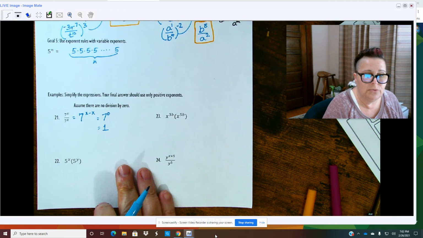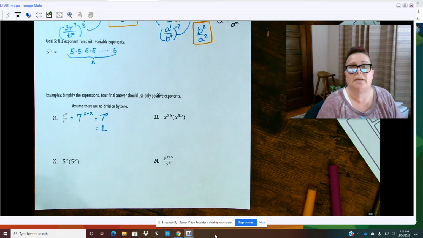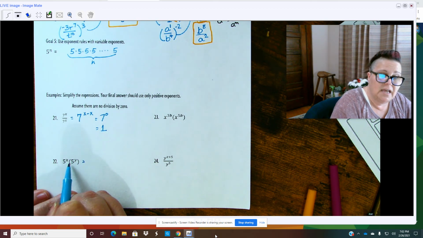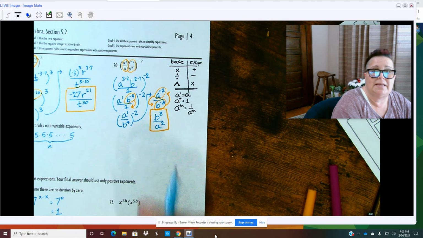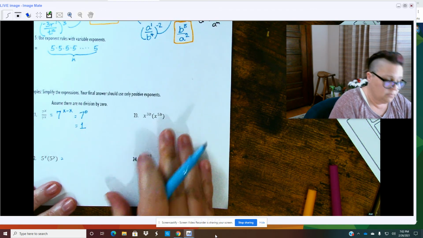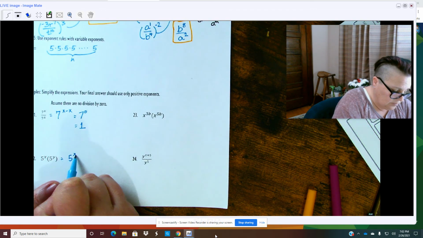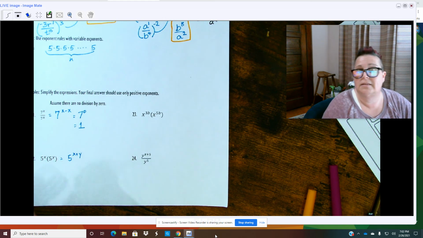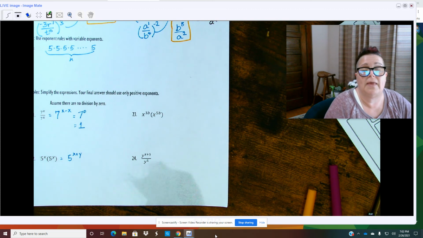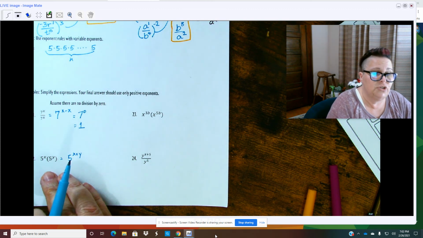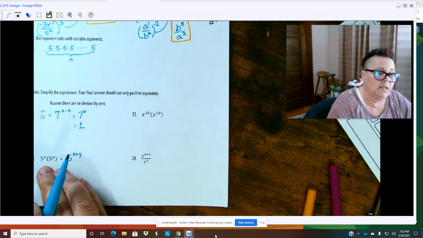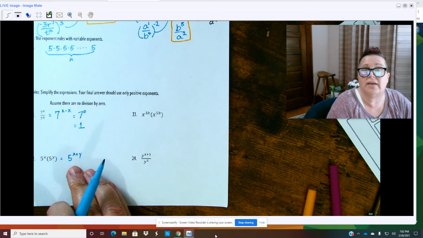For number 22, I have 5 to the x power times 5 to the y power. The bases are the same. This is 5 to the x times 5 to the y. When the same bases are being multiplied, the exponents can be added. So this would be the same as 5 to the x plus y. It doesn't matter that I don't know what x and y are. I'm still using the same rules, and they are applying. So if x was 2 and y was 7, this would be 5 to the 9th. If x was negative 1 and y was 10, this would be 5 to the 9th.